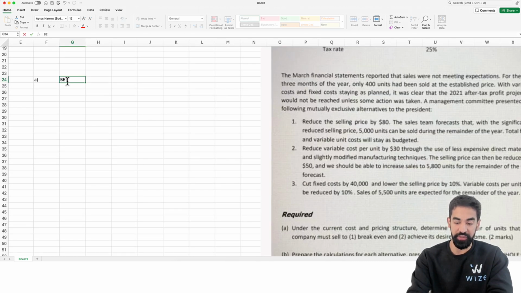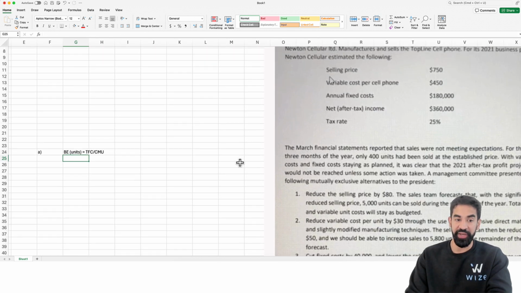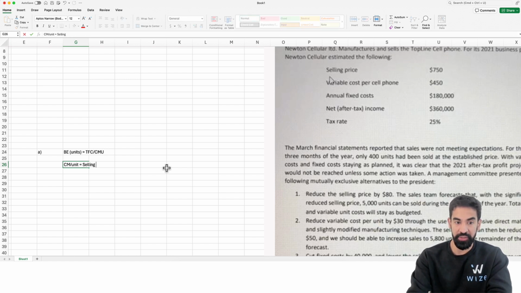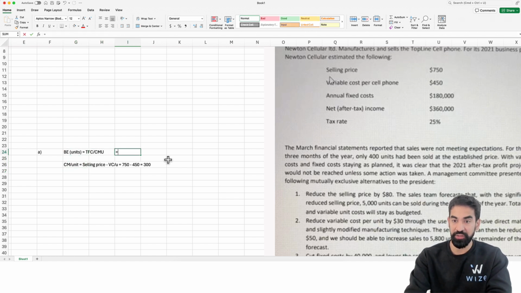We can say the break-even point in units is going to be the total fixed cost divided by CMU or CMR. CMU, contribution margin per unit. So in this case, we have the total fixed cost. That is 180,000. And what is the CMU? Well, you just take the difference between the selling price and the variable cost. So contribution margin per unit is equal to the selling price minus the variable cost per unit. In this case, that would be 750 minus 450, which is $300. That's the CMU. So the break-even point, you take the total fixed cost, which is 180,000, divided by 300, and that would give you the answer, 600 units.